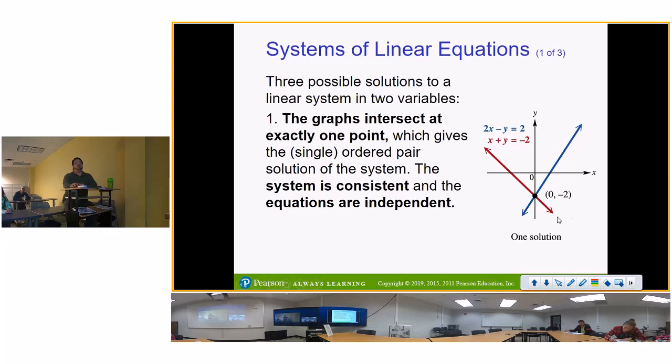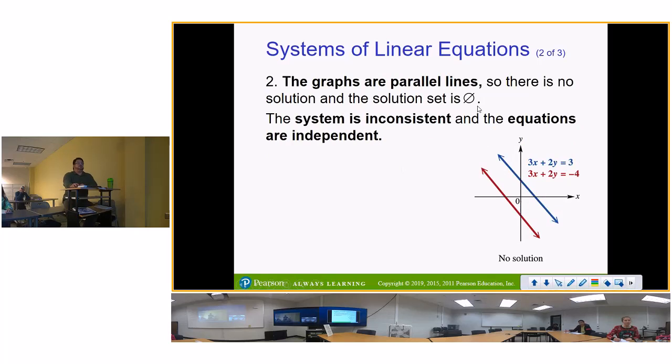If you graph those two, you're going to get this line in blue, you're going to get this line, and where it intersects. What does that mean? That means if you plug 0 and -2 into these two equations, you're going to get 2 is equal to 2, and you're going to get -2 is equal to 2. They work in both, and it gives you a true statement in both.